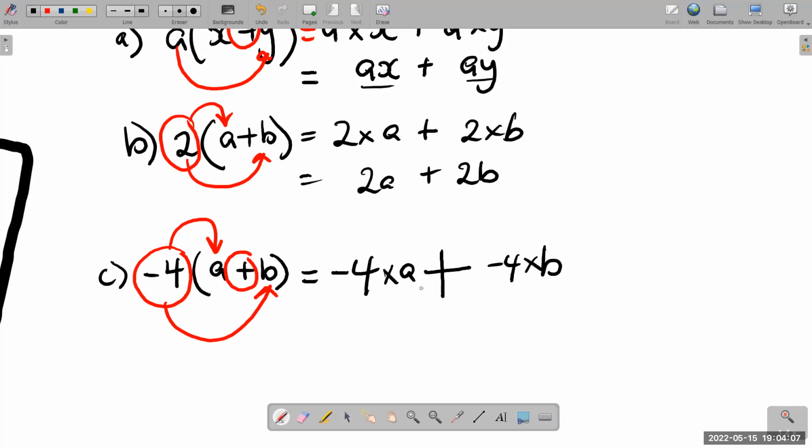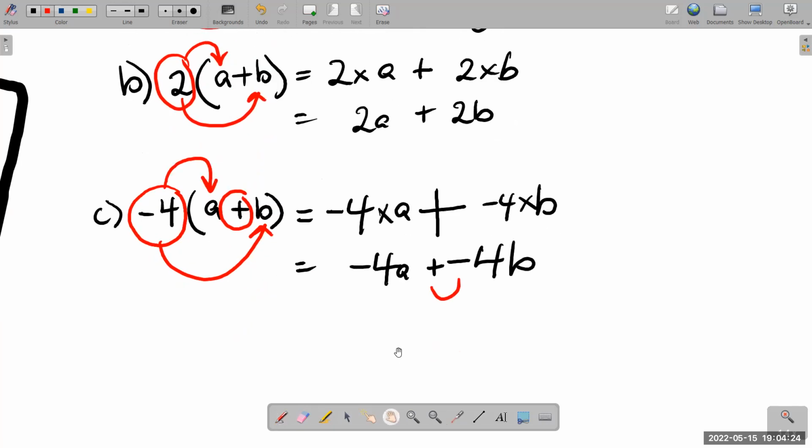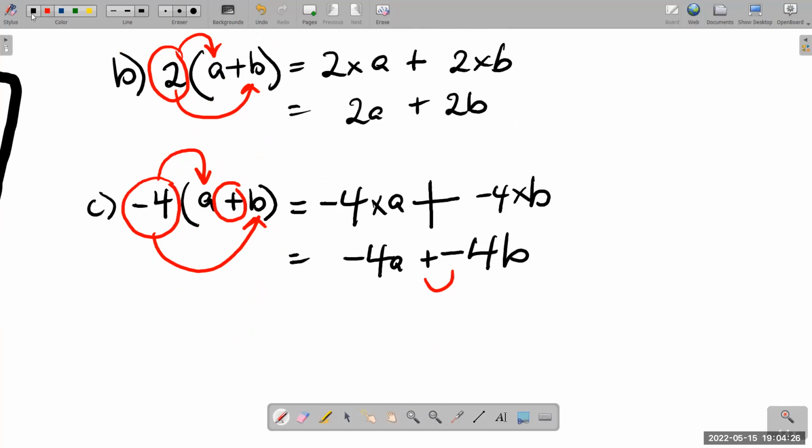BODMAS, what do we do first? We have to multiply first. So you're going to end up with -4a plus -4b. Now when you look at this, you realize, oh wow, I got clashing signs. You should know what to do with clashing signs. You've got to deal with them. So you're going to end up with -4a, and instead of these 2 signs, it's going to become 1. Which sign are these 2 going to become? Both of them change into 1.